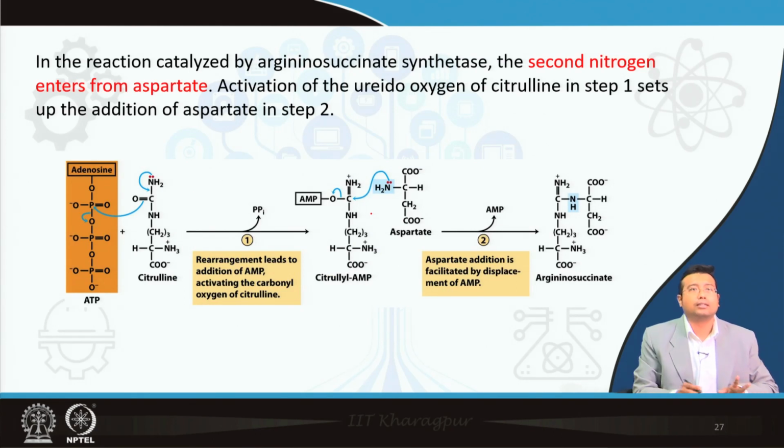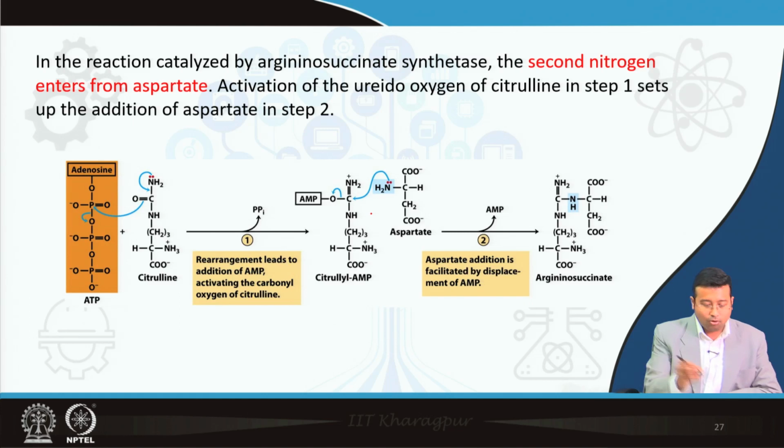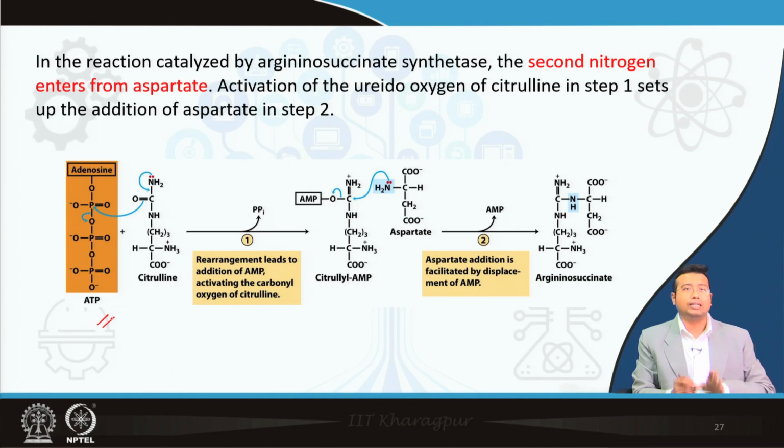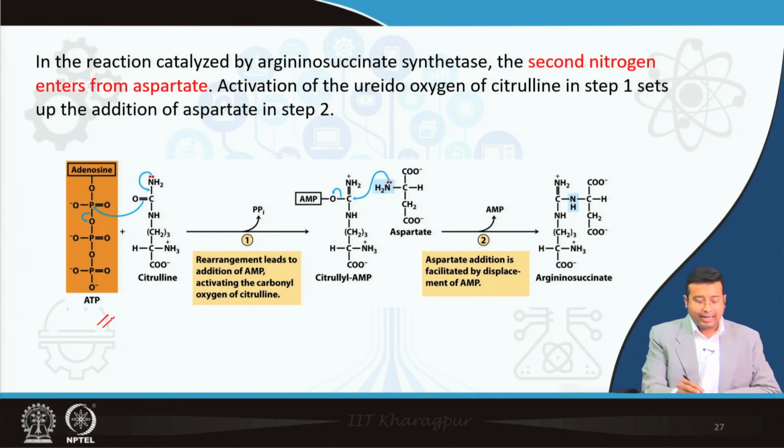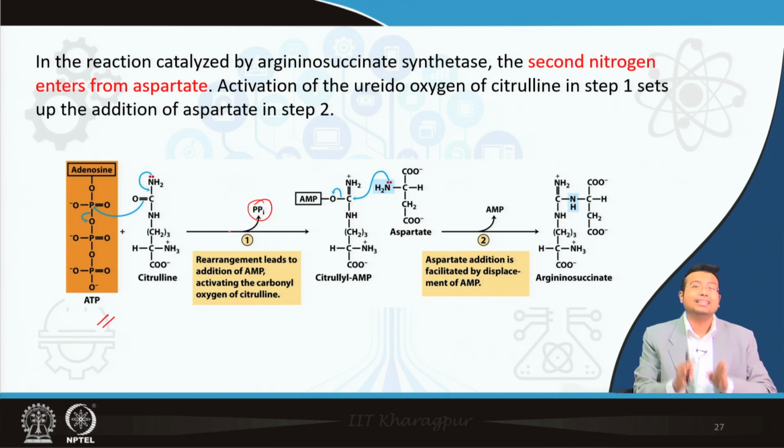Of course, the next reaction is the use of citrulline and use of aspartate to form argininosuccinate. Over here, another molecule of ATP is utilized, but it liberates pyrophosphate. So, in reality it is equivalent to using two molecules of ATP, because ATP is converted to AMP. So, two high energy phosphate bonds are broken over here.